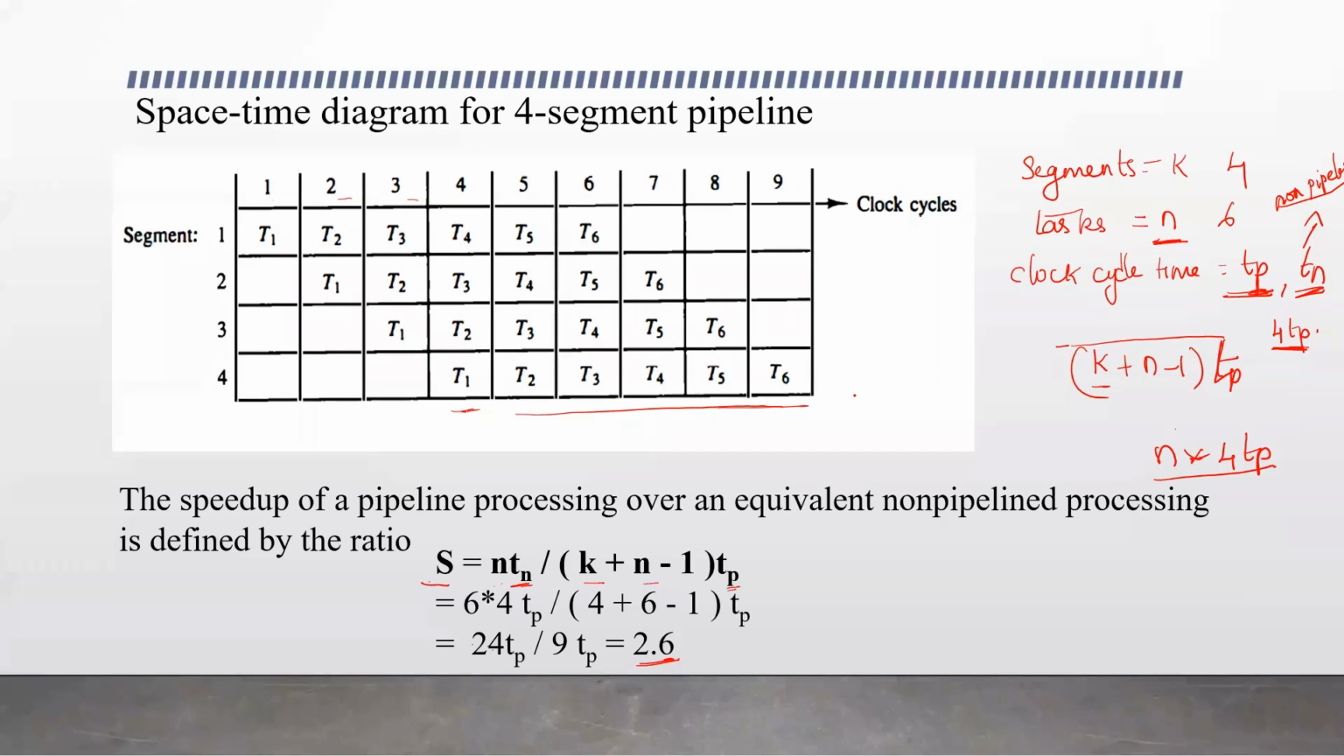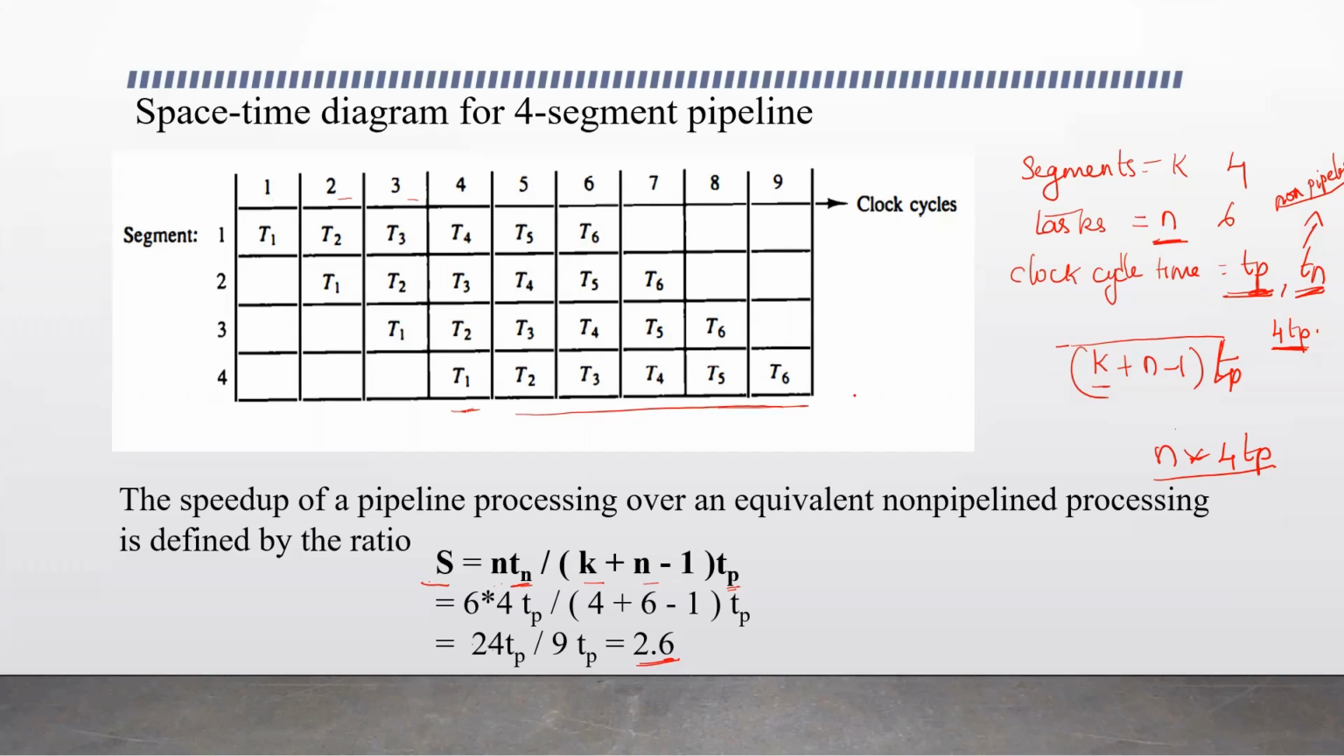Okay, so this way, using pipeline systems that divide the operations into different sub-operations, those are executed in different dedicated segments that operate independently and in parallel. This parallel processing can be achieved, and the speed of the process can be improved.